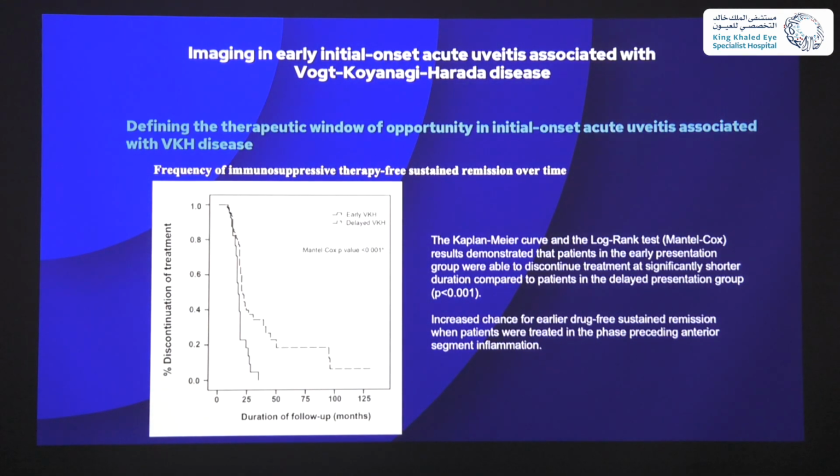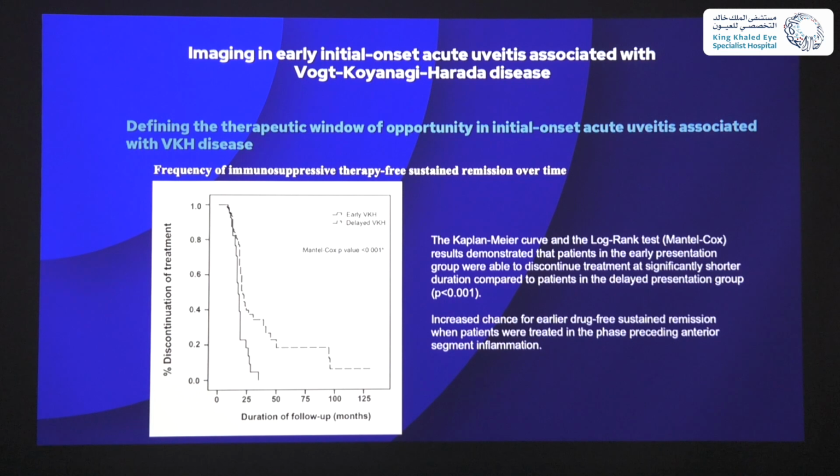So this Kaplan-Meier survival curve told us that patients in the early presentation group were able to discontinue the treatment at a significantly shorter duration compared to patients in the delayed presentation group. And they remained quiet.